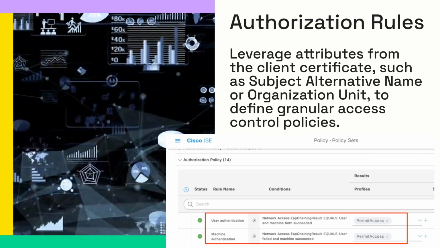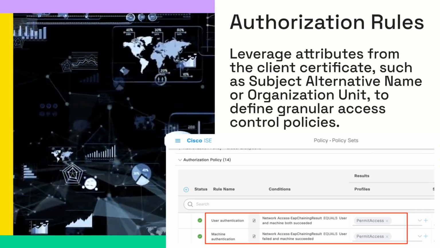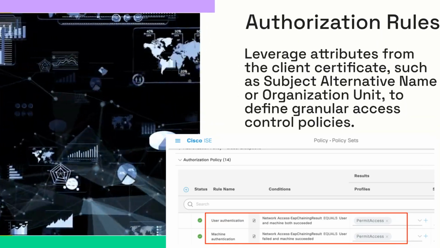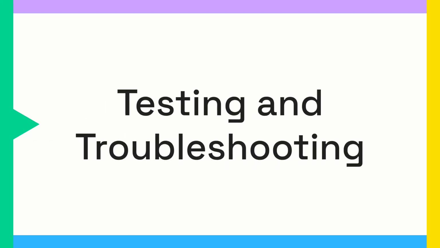Authorization rules should be based on attributes found within the client certificate, allowing you to grant access based on user roles or device identity derived directly from the certificate. Finally, we covered testing the deployment and addressing common issues you might encounter.